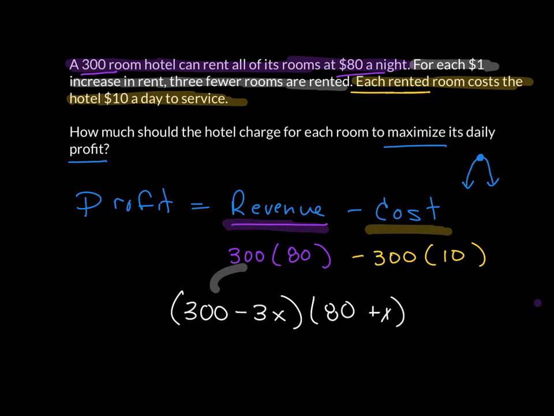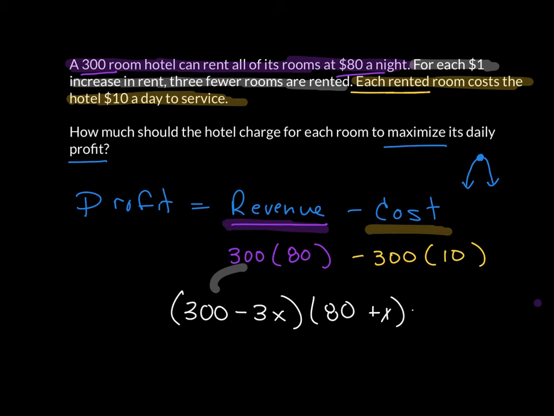All right, so let me break that down one more time. So it is for each $1 increase in rent, that means that the rent, the $80, gets increased X times. So if it got increased 5 times, that X would be 5. But as that happens, there are 3 fewer rooms which are rented. So that instead of it being 300 for the total number of rooms it's rented, it would be 3 times whatever that X was.